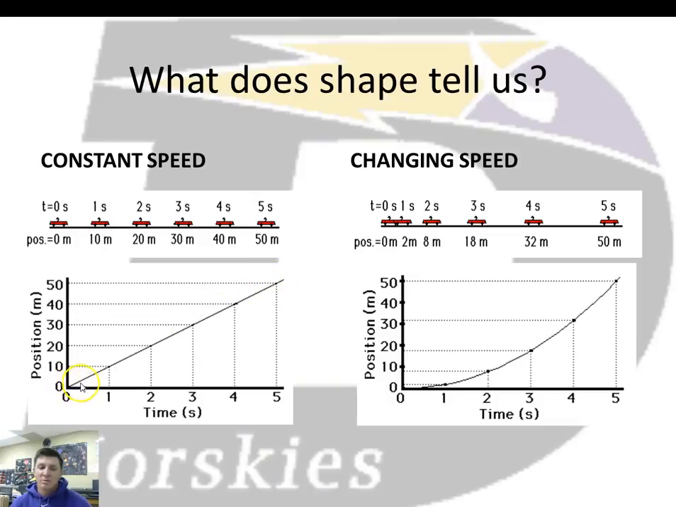The reason we know it's constant is because the slope of the line never changes. So that means over an interval of time, it is going the same distance for that same amount of time. So for every second in this graph, it is going a distance of 10 meters. So that is what we know as constant speed.